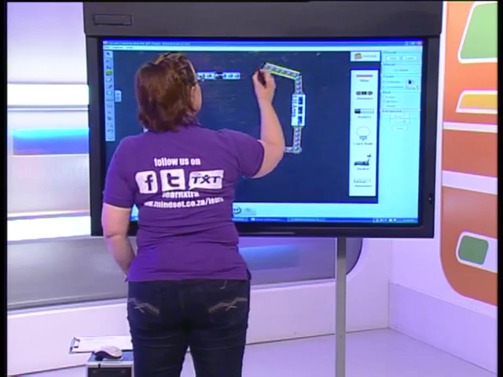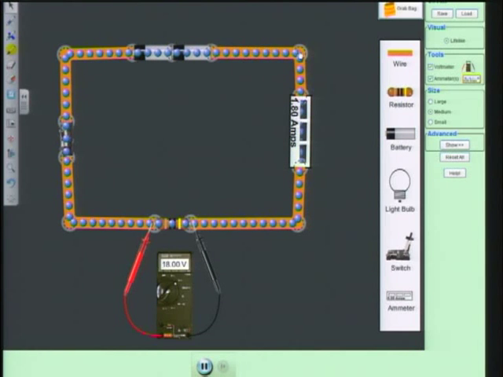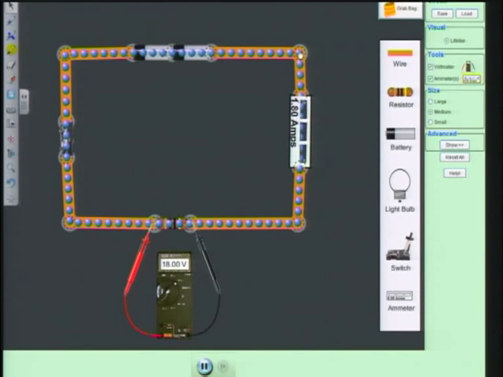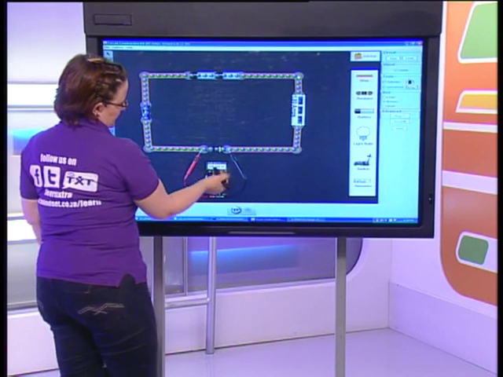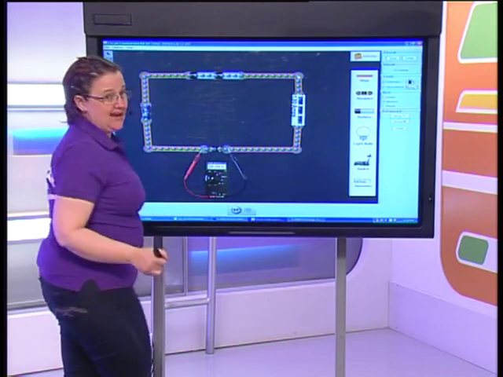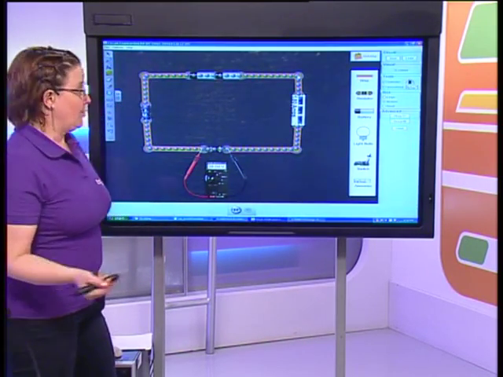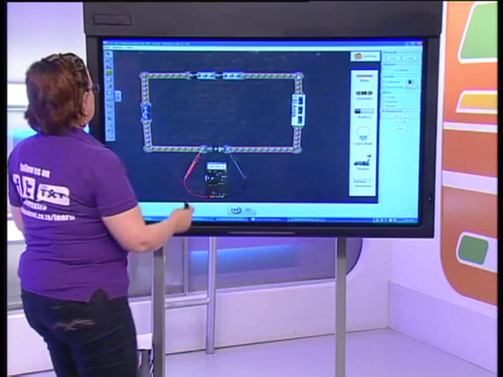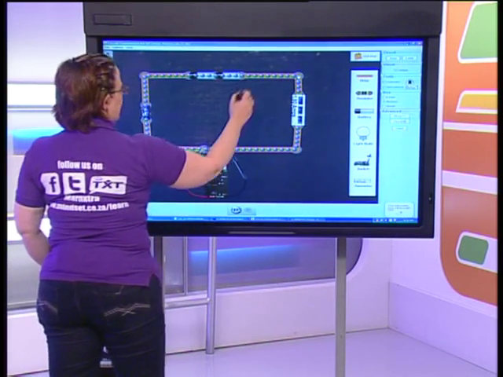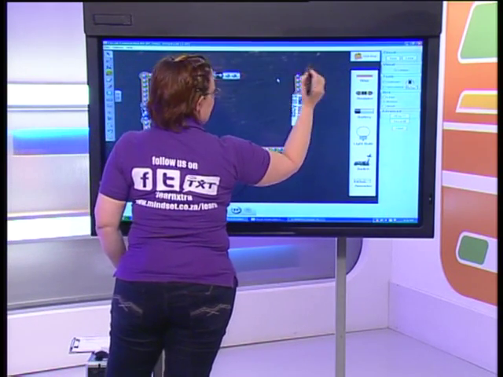I'm going to add in another wire. I'm going to switch it on. And last time, if I went voltage divided by current, I would have seen that I got 10. If I go 18 divided by 1.8, I get 10. It's a very specific reason why I'm doing this. Let's quickly add in another cell.